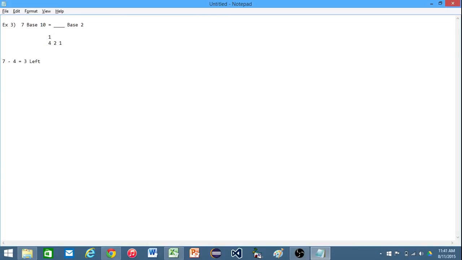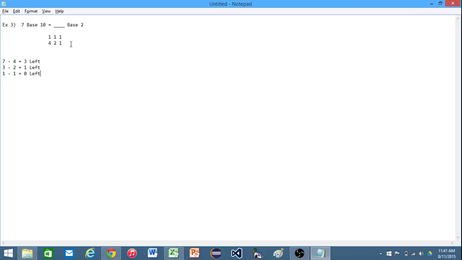We go to the next base. We have 2. Can 2 be taken away from 3? Yes, yes it can. We put a 1 above that. Do our next subtraction problem. 3 minus 2 is equal to 1. We have 1 left. Fortunately, our last base is 1. We can put a 1 above our last base, do our last subtraction problem here. 1 minus 1 is equal to 0, and you have 0 left.